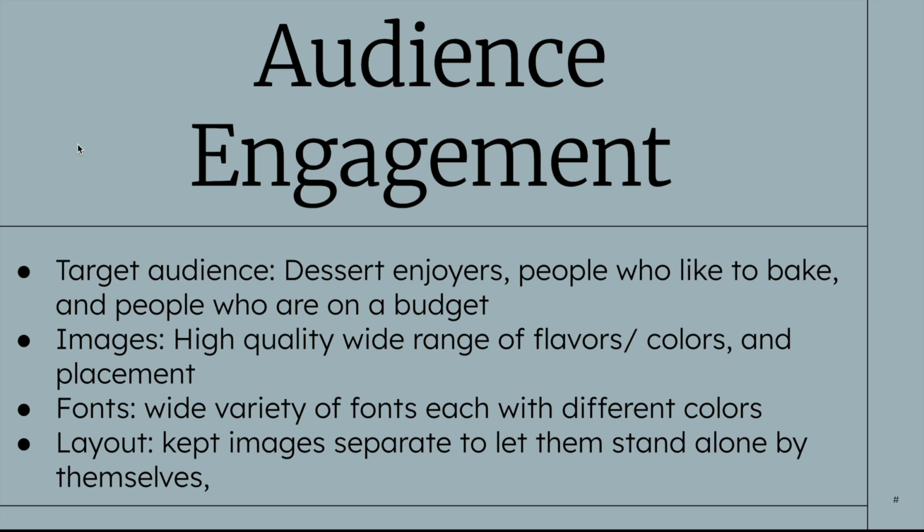And for placement, on my table of contents, all the images are aligned to the right, while on my cover and my spread, the images are on the left. I just think it looks more visually interesting this way, and it would also grab the attention of my reader.